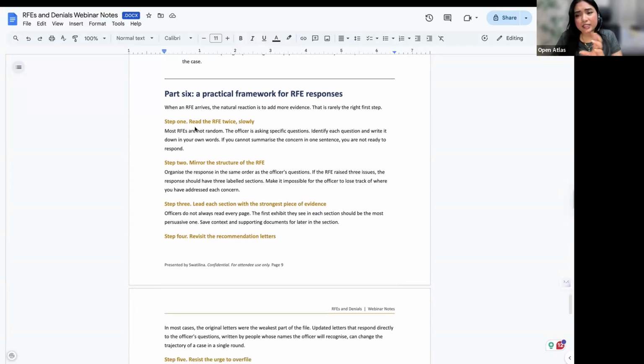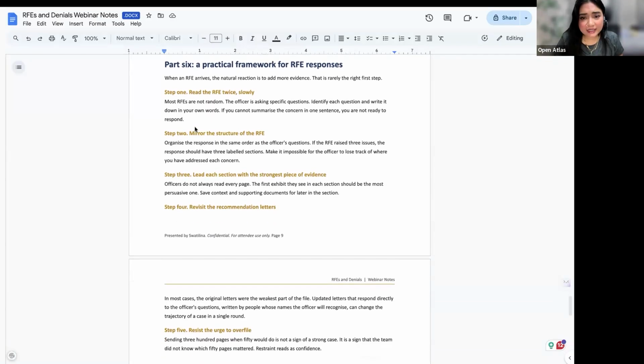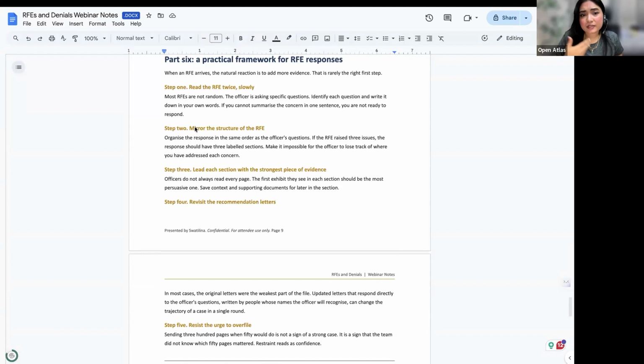So read the RFE twice and slowly. The first 2 pages of the RFE are mostly about what you have filed, what this visa says, and so on. You should read it twice slowly, because every time you read, you will understand that something means something else. Most RFEs are not random. The officer is asking specific questions. Identify each question and write it down in your own words. If you cannot summarize the concern in one sentence, you are not ready to respond.